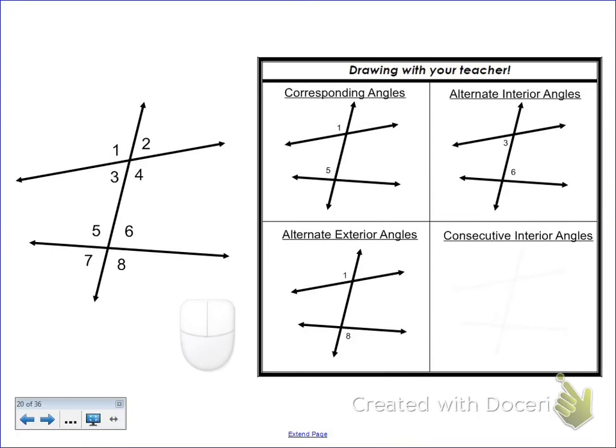My last group would be the consecutive interior angles. So again, the word consecutive is going to refer to my transversal. Consecutive meaning that we're looking for two angles now on the same side of the transversal. You also hear these sometimes called same side interior angles. And again, we're looking at interior, so we're looking inside my two lines. So we're looking for two angles on the same side of the transversal that are inside. So angles 3 and 5 would be one example of this, and angles 4 and 6 would be another example.